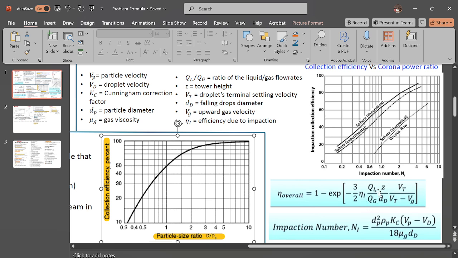How to find eta I? Eta I can be found from this graph with the impaction number, Ni. If I know the impaction number, I can find eta I, the impaction efficiency.